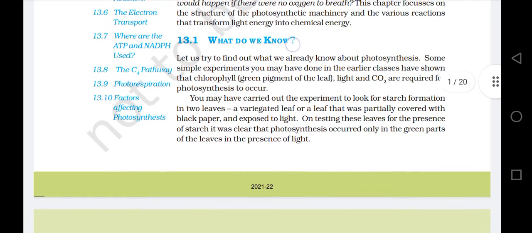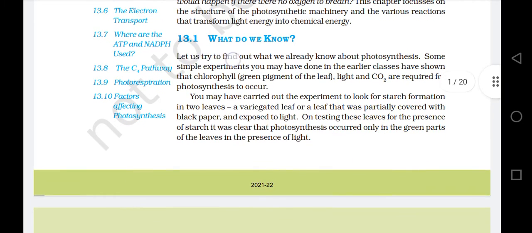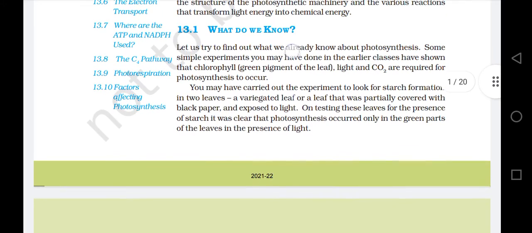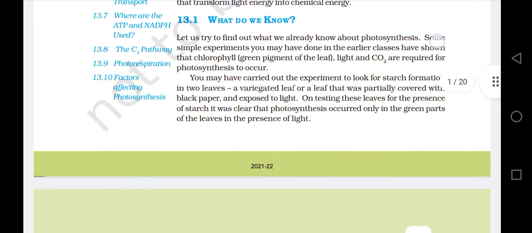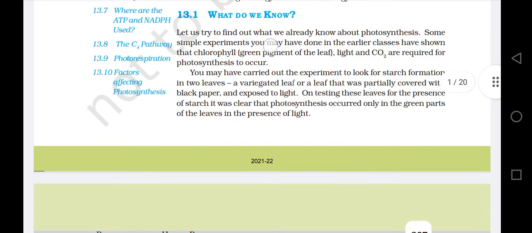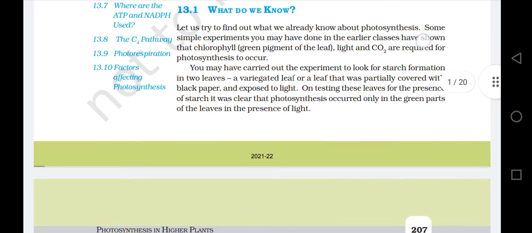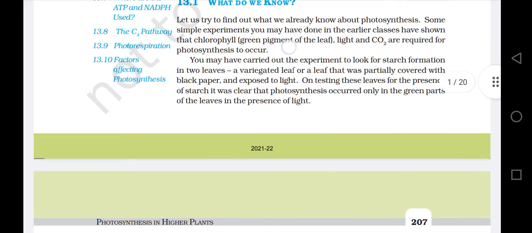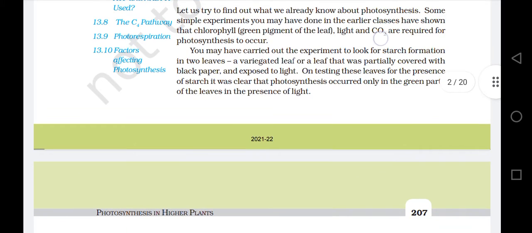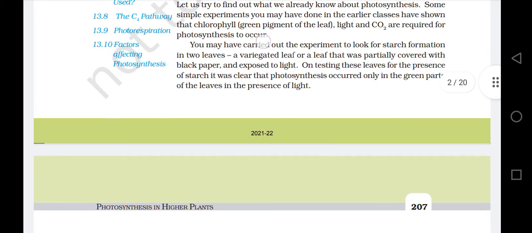13.1 What do we know? Let us try to find what we already know about photosynthesis. Some simple experiments you may have done in earlier classes have shown that chlorophyll, the green pigment of the leaf, light, and carbon dioxide are required for photosynthesis to occur.